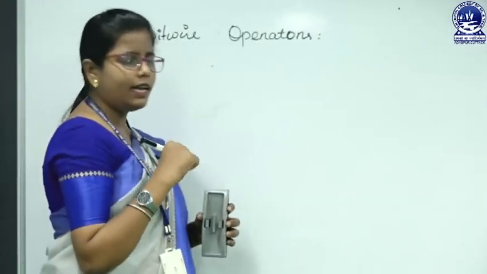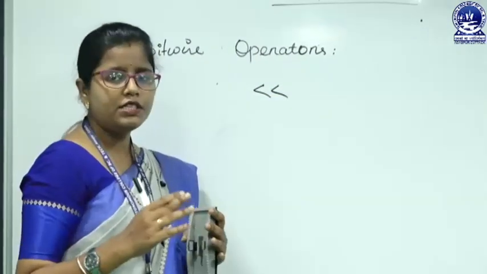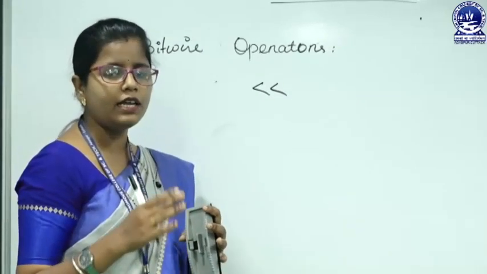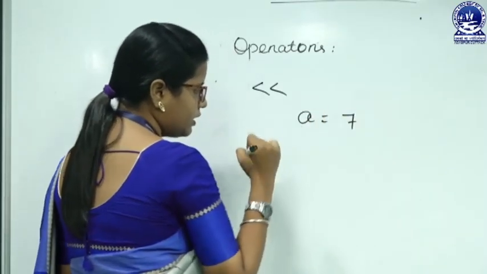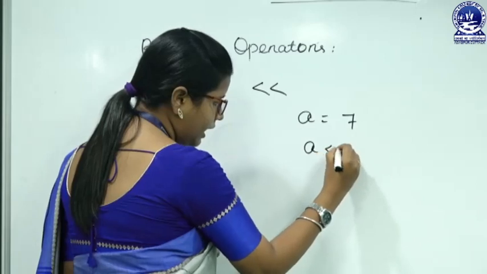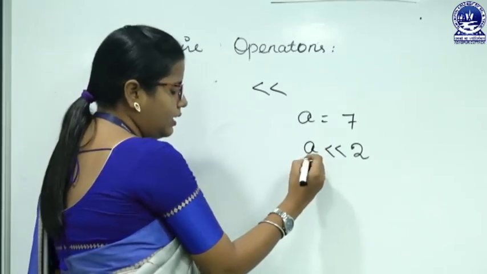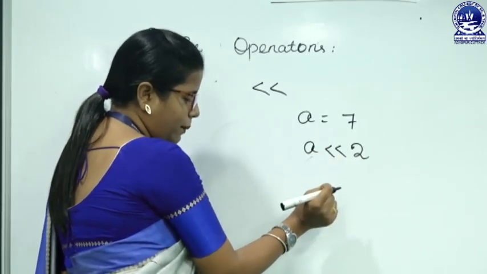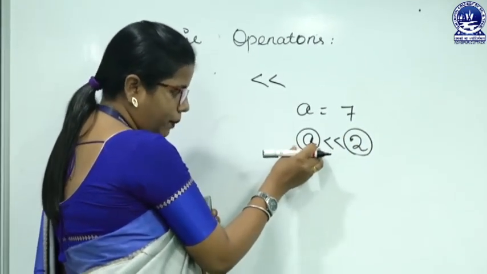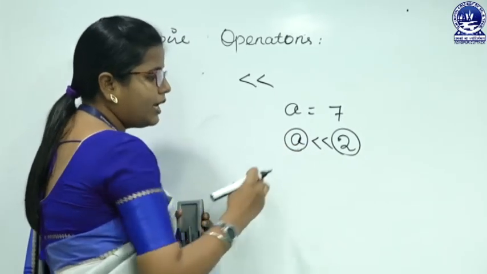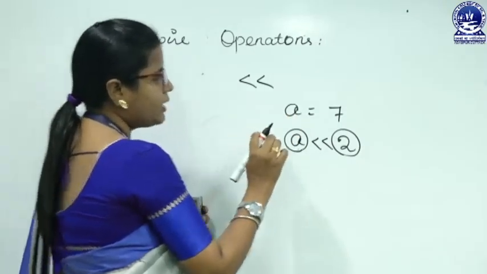So next we come to left shift. This is the notation for bitwise left shift. That means we have to mention how many bits the number is going to be shifted to the left side. Suppose A equals 7, then what will be the result for A left shift 2? This is also a binary operator and these are the two operands. Here we are mentioning 2, that means the first operand, that is A, will get shifted to the left by 2 bits.